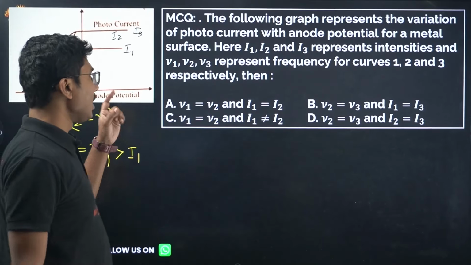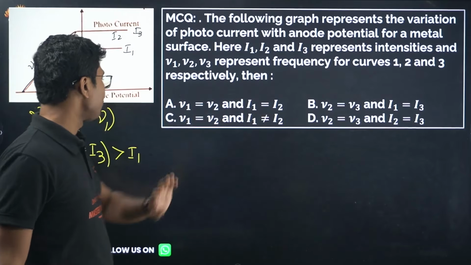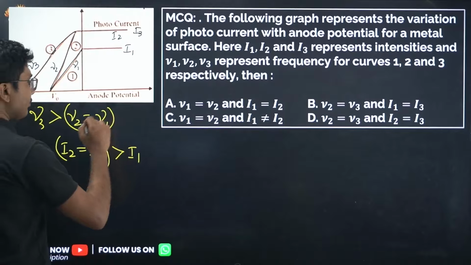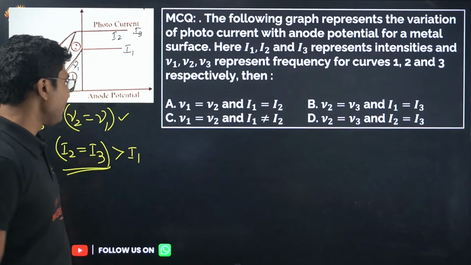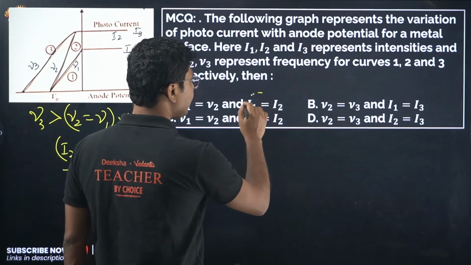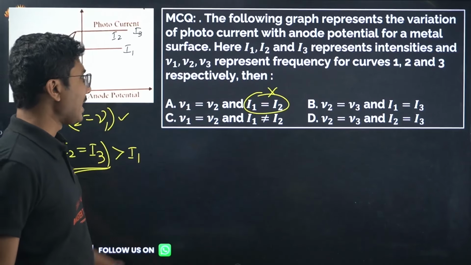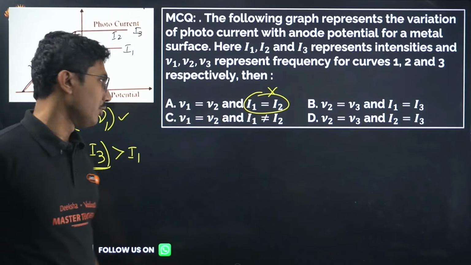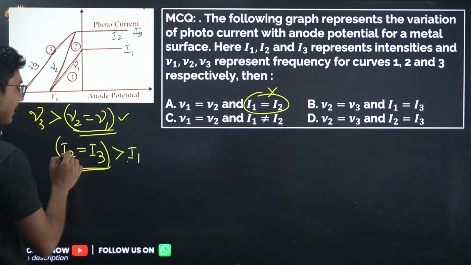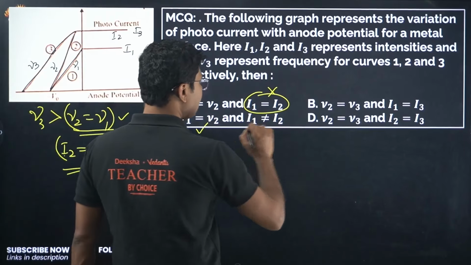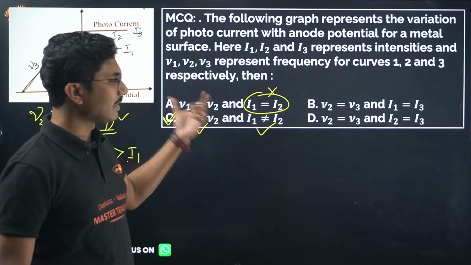Now let's see the options. Nu1 equals nu2 and I1 equals I2. Nu1 equals nu2 is correct, but I1 is not equal to I2, so this portion is wrong. This is a wrong statement. Nu1 equals nu2 and I1 and I2 are not equal. This is correct, this is also correct, so this statement is correct. Fortunately our second statement comes out to be true.